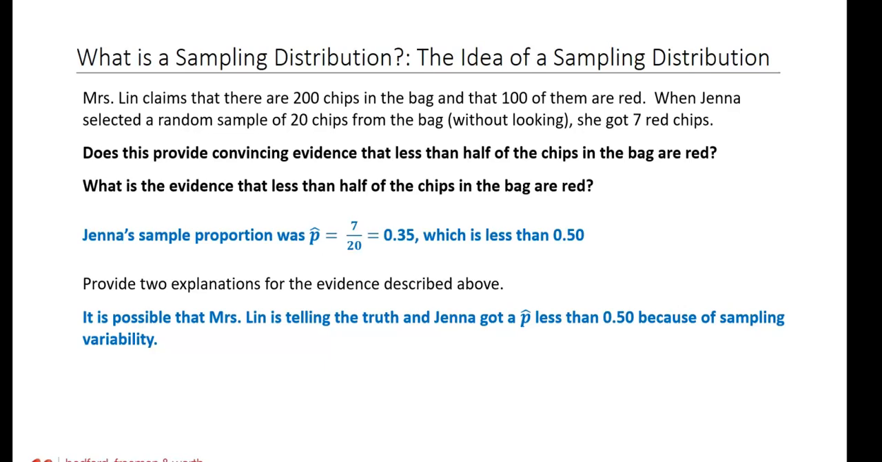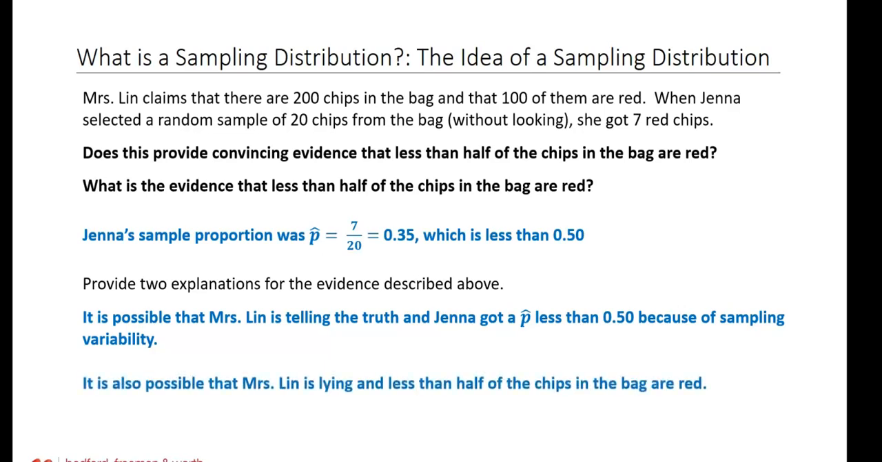I think the other possibility is maybe Mrs. Lynn is not on the up and up. I hate to say this about Mrs. Lynn, but maybe she's not telling the truth exactly about how many chips in the bag are actually red. She doesn't want to give as much time to students to do their homework in class.